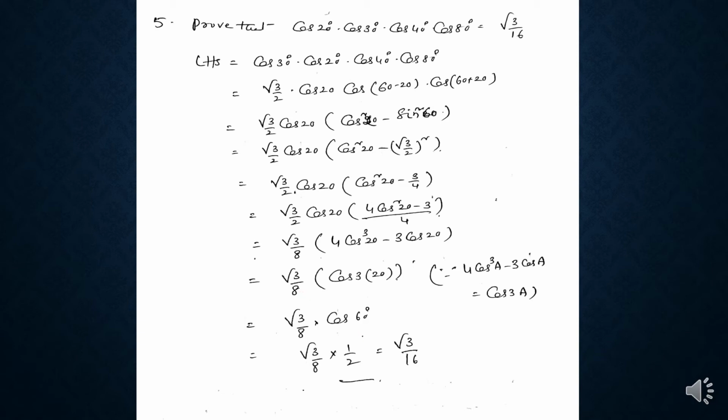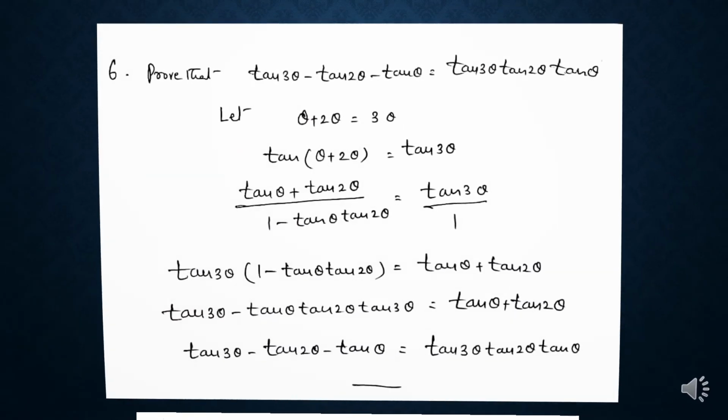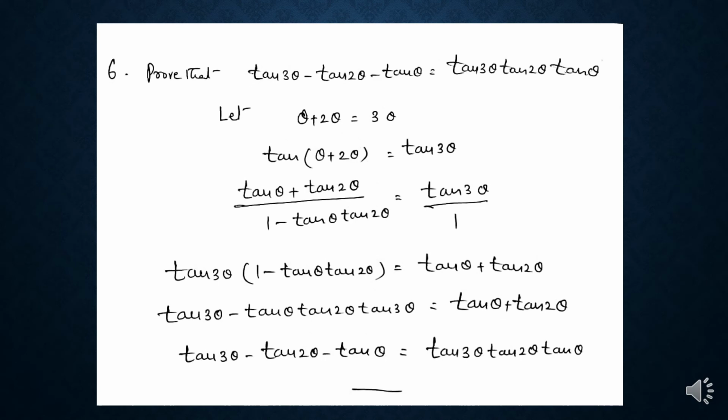Next problem. Prove that tan 3 theta minus tan 2 theta minus tan theta is equal to tan 3 theta into tan 2 theta into tan theta. So to prove this, 3 theta can be written as theta plus 2 theta. By observing the given problem, we can see all the tan terms. So by applying tan on both sides, tan of theta plus 2 theta is equal to tan 3 theta.